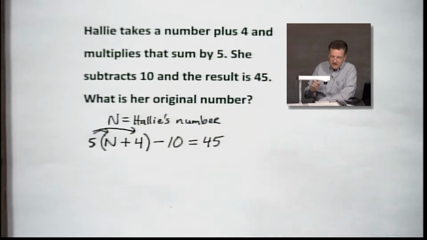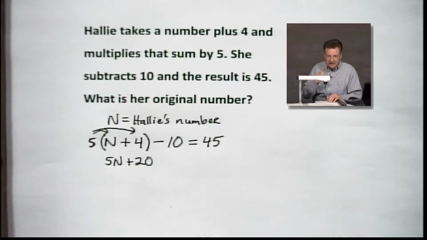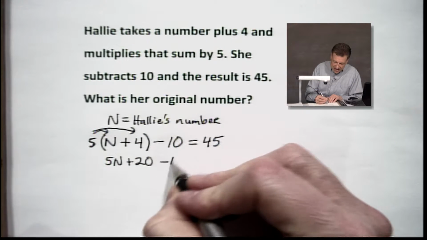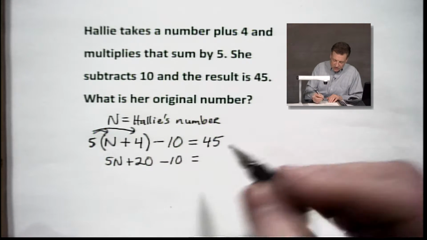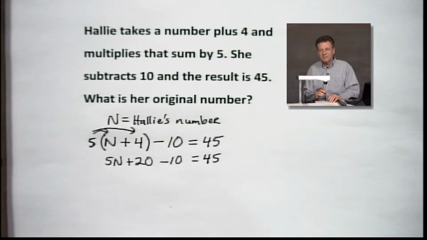All right, we're going to say 5 times parenthesis n plus 4. You got it? It's going to be 5n plus 20. Now we subtract 10. And goodness sakes, we're going to have 45. Now I jumped a little bit with the distributive property.